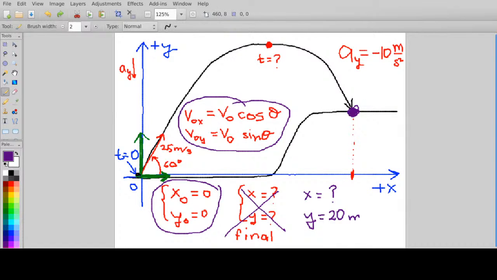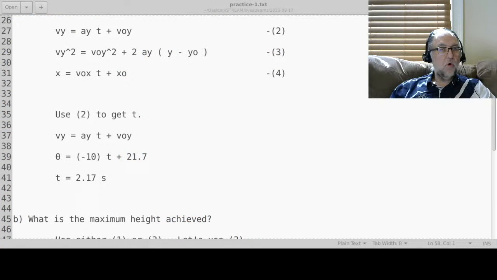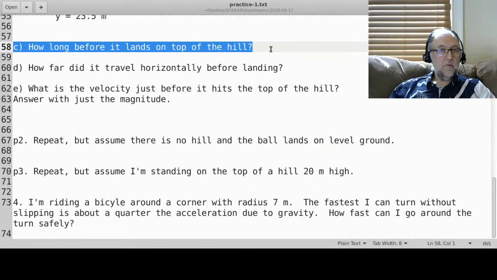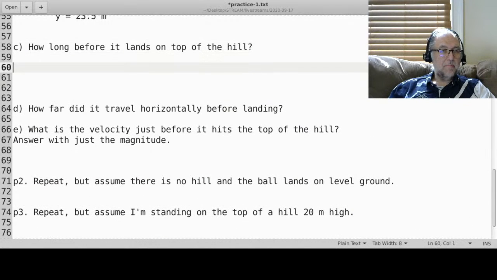Okay, let's go back to that other whiteboard. If you have any questions about what I just did there, I'll answer them in a second when I look at the other board here. All right, so over here, how long before it lands on the top of the hill? We go through all of the same steps as before, but now you're going to get these values.